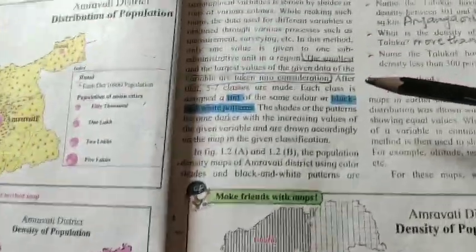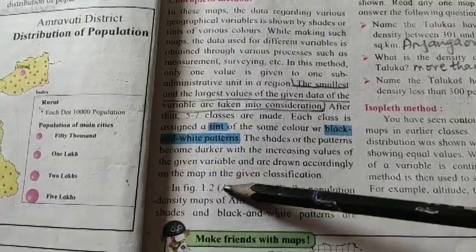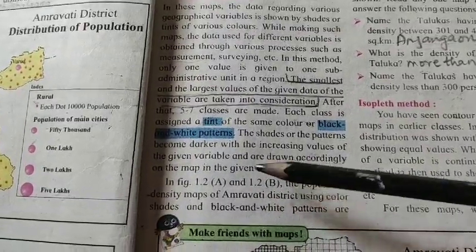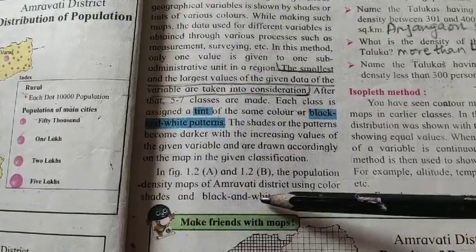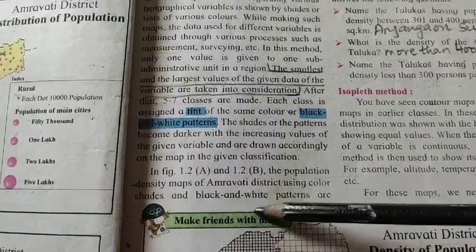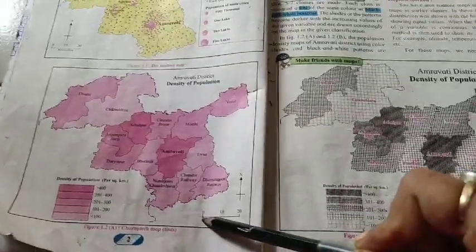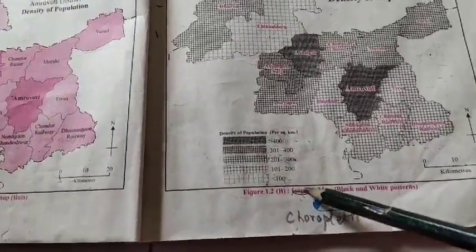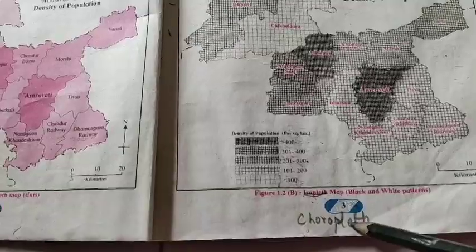Coming back to this, the shades or patterns become darker with the increasing values of the given variable and are drawn accordingly on the map in the given classification. In figures 1.2a and 1.2b, the population density maps of Amravati district using color shades and black and white patterns are shown. This is shown in tints, that is the shades, and this is shown in black and white pattern. Now children, there is a printing mistake here. It is written isopleth. This is not isopleth, but choropleth. So please do the correction.